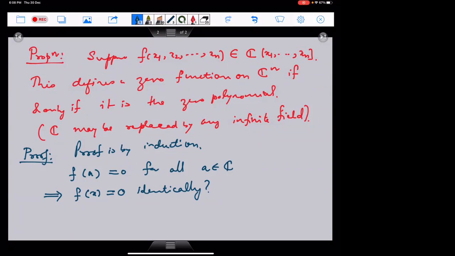Yes, sir. The degree of f is finite, so it can have at most degree-many roots. So the number of roots is now infinite, and therefore this argument will work for any infinite field. Is it okay? Yes, sir. So it is identically zero, that is, zero as a polynomial.